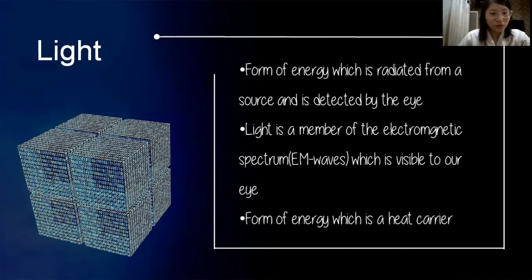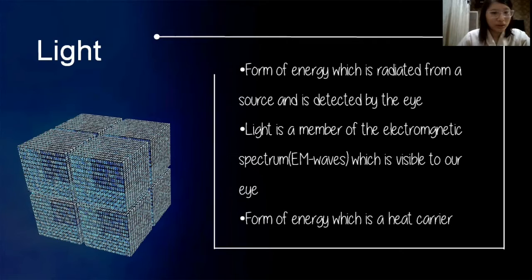Light is a form of energy which is radiated from a source and is detected by the eye in a form of radiant energy. Light that we can see is a member of the electromagnetic spectrum or EM waves, which is called visible light. Light is also a heat carrier, which means that light is a form of energy that can be converted to heat to operate chemical or physical processes.